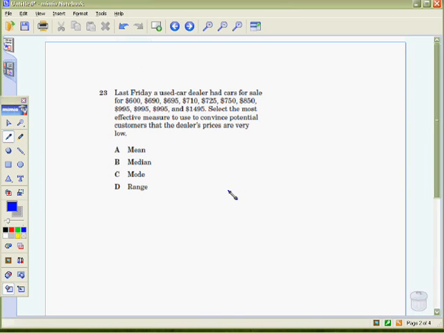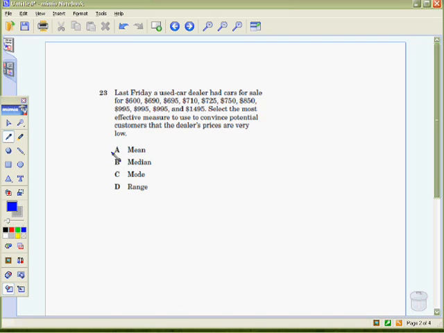Number 23. Last Friday, a used car dealer had cars for sale for $600, $690, $695, $710, $725, $750, $850, $995, $995, $995, and $1495. Select the most effective measure to use to convince potential customers that the dealer's prices are very low.